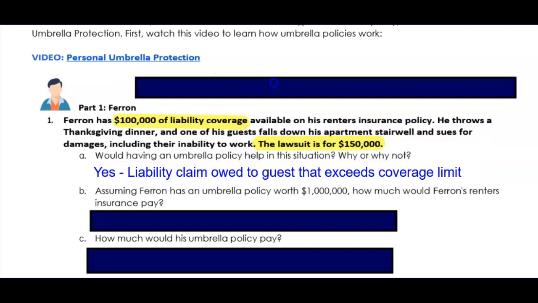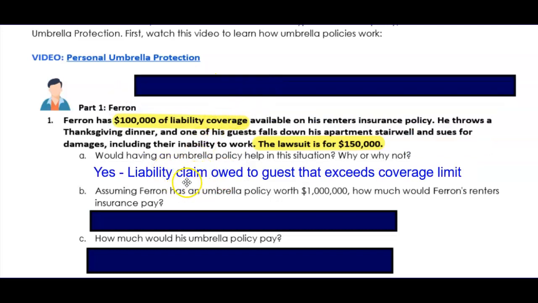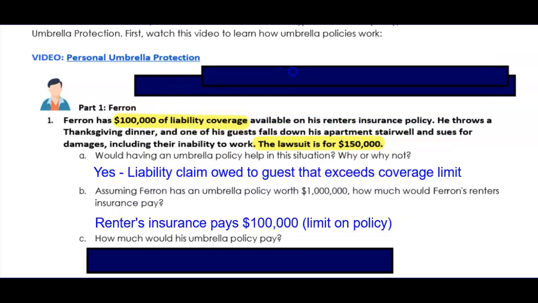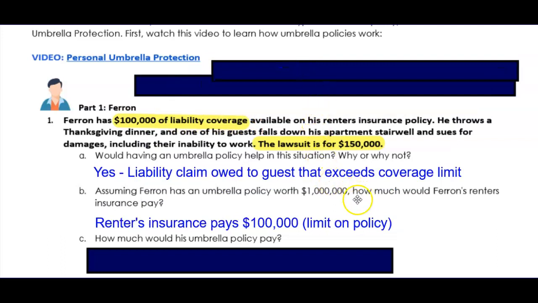Okay, so in this case, it would help because it is a liability claim. It's owed to a guest and it exceeds the coverage limit because the coverage limit is lower than what the lawsuit says. So assuming he has an umbrella policy for $1 million, how much would his renter's insurance pay? So you've got to look at what the lawsuit's worth and what the liability coverage for the renter's insurance policy limit is. So as you can see, since the lawsuit is more and the coverage is $100,000, that renter's insurance is going to pay for the first $100,000 of the lawsuit. That's the limit on the policy. So it can't pay more than that.